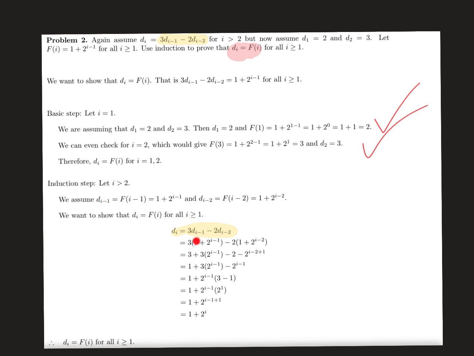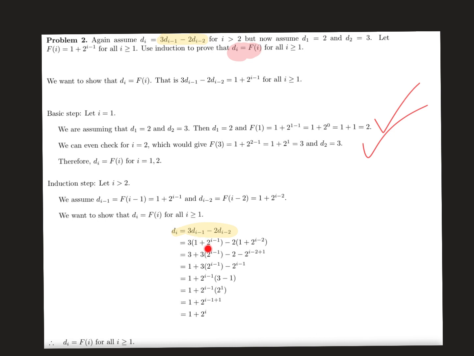So instead of d_{i-1}, we substitute in the term from the function, so 1 plus 2 to the power of i minus 1. And then same thing here, we have d_{i-2}, so we're substituting 1 plus 2^{i-2}. And then remember, this term is multiplied by 3, and this term is multiplied by 2. Now, once we get this, that's kind of the hard part. The rest of this is just using some algebra to manipulate our equations.